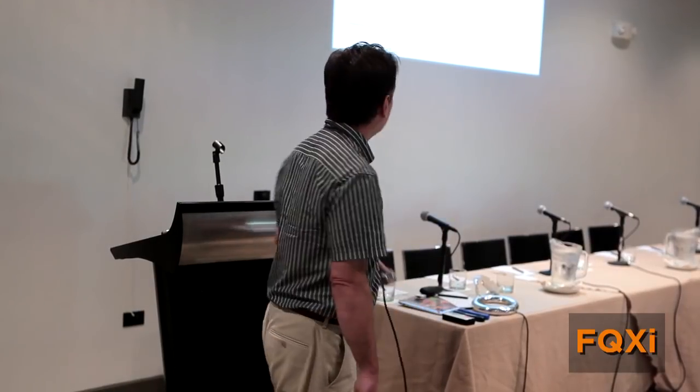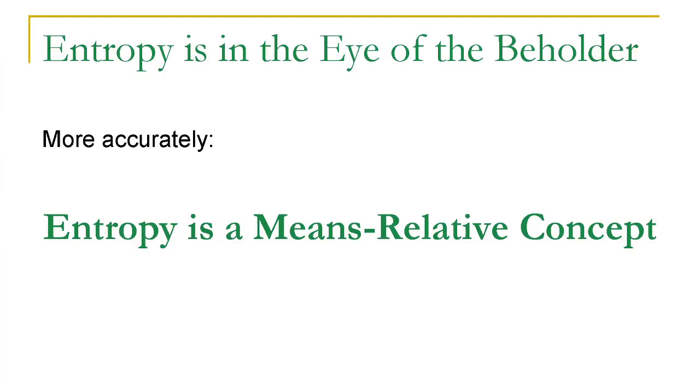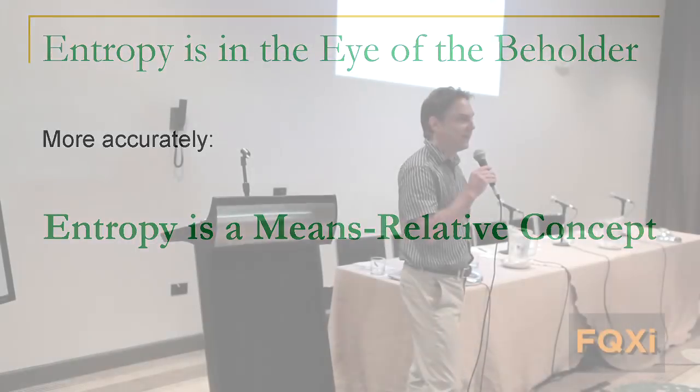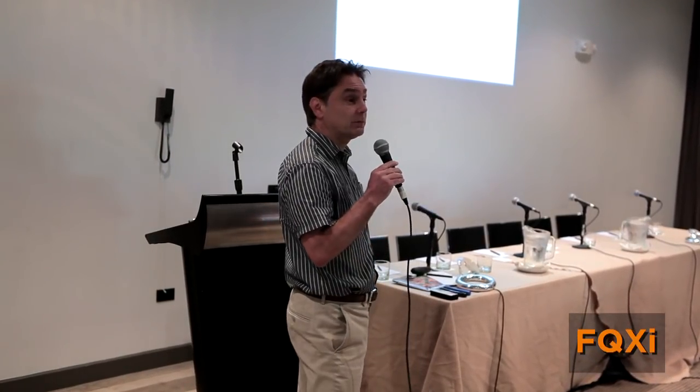Okay, so the really provocative thing I was going to say is that entropy doesn't exist. By which I mean the entropy we ascribe to a system is not an intrinsic property of the system, but has to do with something else, something having to do with us. The slightly less provocative way of putting that is entropy is in the eye of the beholder. But what I really mean is entropy is a means-relative concept. Now, what do I mean by that?